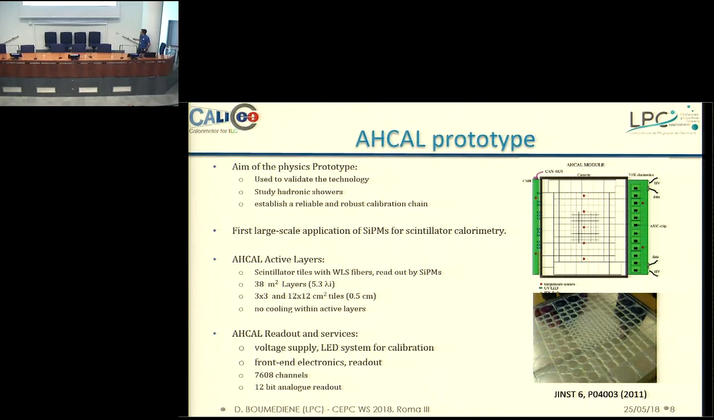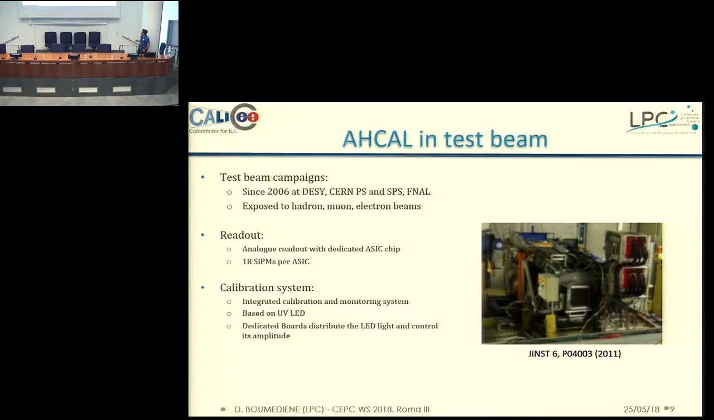In this prototype, there are 38 layers, so this is the longitudinal segmentation, while the scintillator tiles are segmented as 3 by 3 or 12 by 12 centimeters square, and the thickness is half a centimeter. There's no cooling inside the active layers. However, the readout is outside the prototype, so this is a bit different from the final detector expected at the ILC. And in the prototype, there are about 8,000 channels with a dedicated readout.